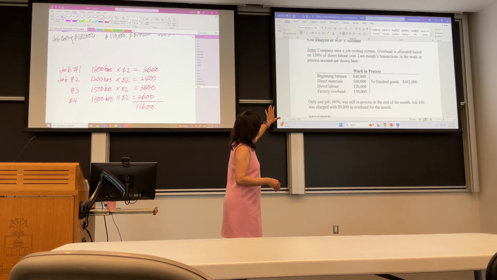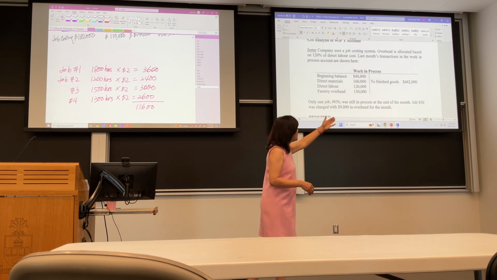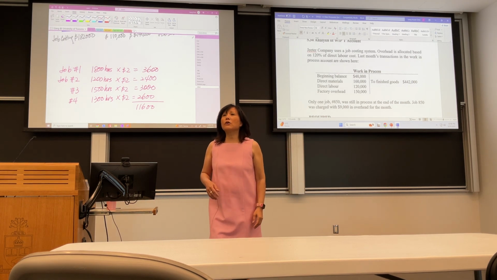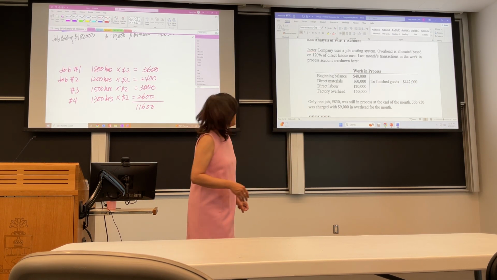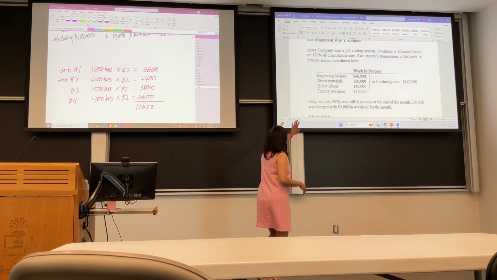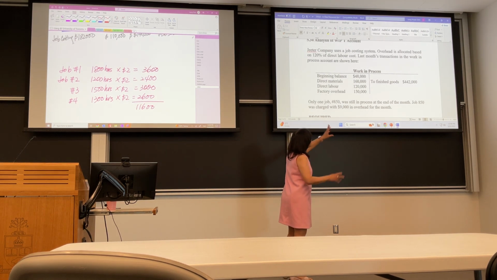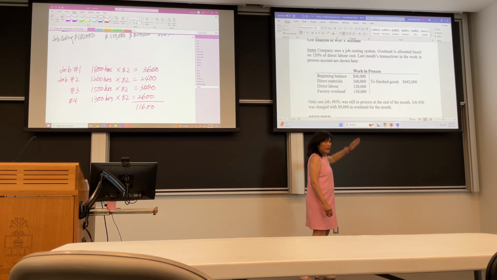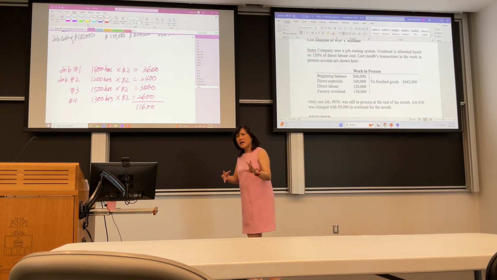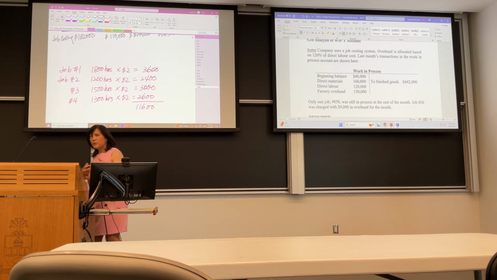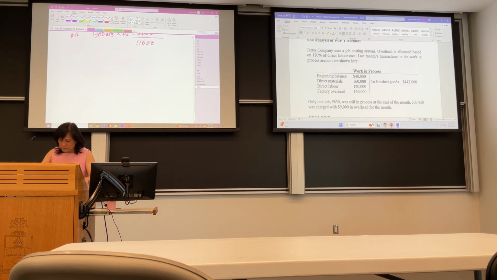Last month's transactions in the work in process account. We have a beginning balance, direct material, direct labor, overhead. To finished goods, 442,000. This is called cost of goods manufactured. Only one job, number 850, is still in process, not finished. So we have an ending inventory. For job 850, we charged 9,000 overhead this month. So we have to figure out what the direct material, direct labor, and overhead are. Okay, so now let's do it.